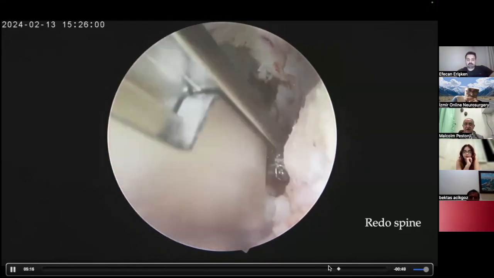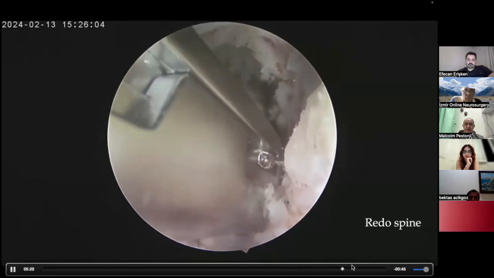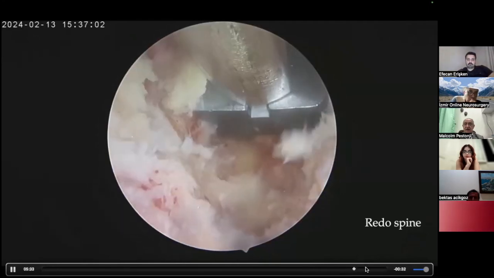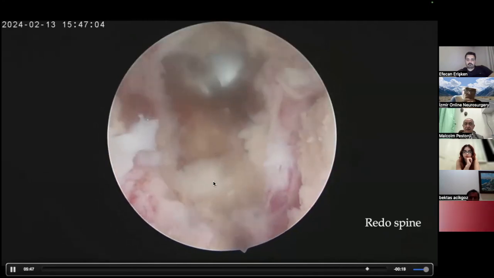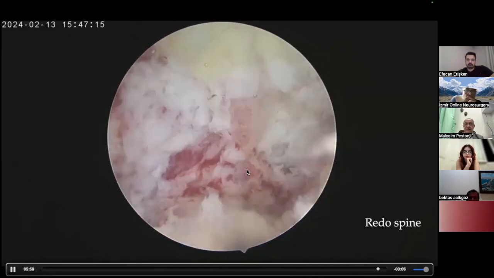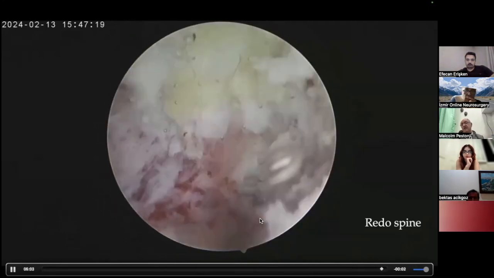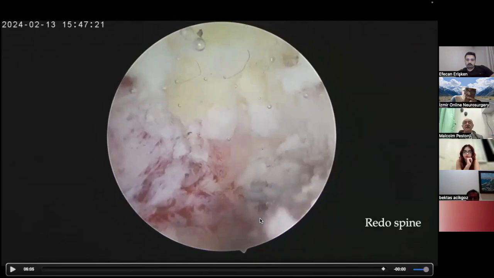Then remove that disc. And finally, after doing everything, removing that extra discal material, I re-implanted a larger cage inside, and then refixed the patient. So that was the story of this patient.